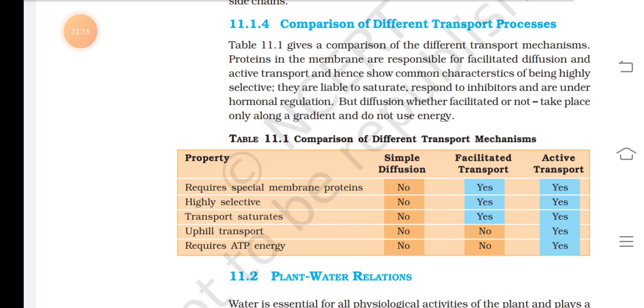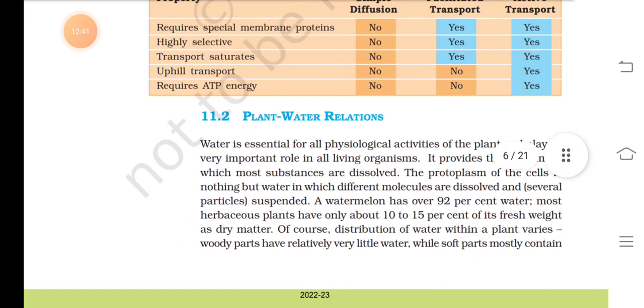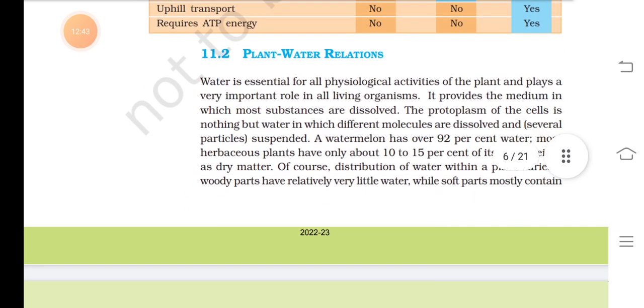Proteins in the membrane are responsible for facilitated diffusion and active transport, and hence share common characteristics of being highly selective. They are liable to saturate, respond to inhibitors, and are under hormonal regulation. But diffusion, whether facilitated or not, takes place only along a gradient and does not use energy. 11.2 Plant water relations. Water is essential for all physiological activity of plants and plays a very important role in all living organisms.